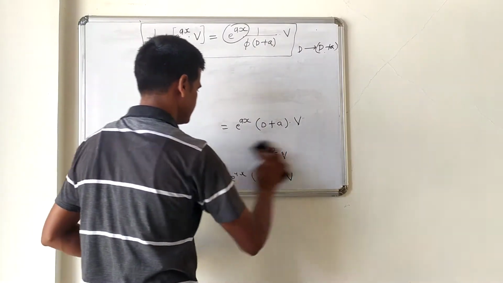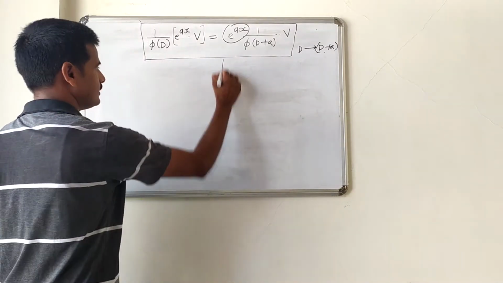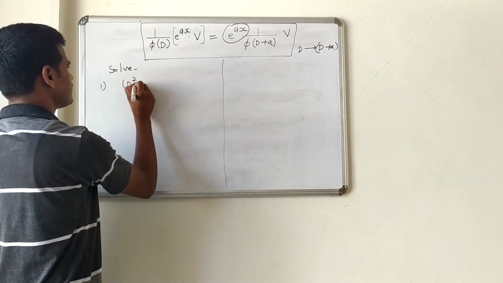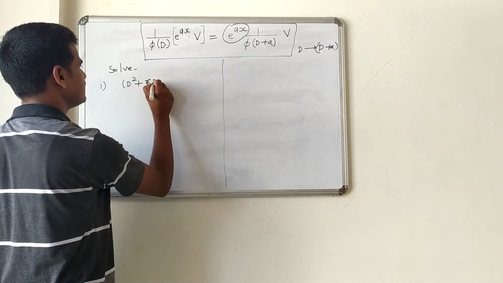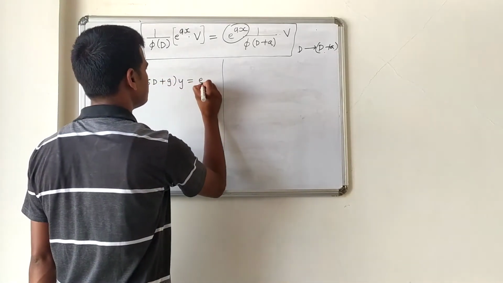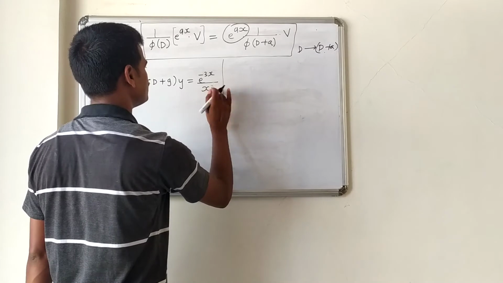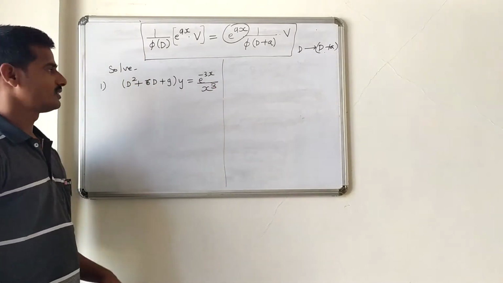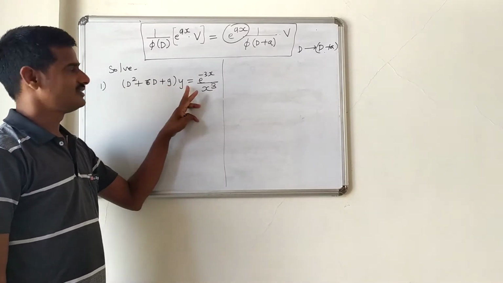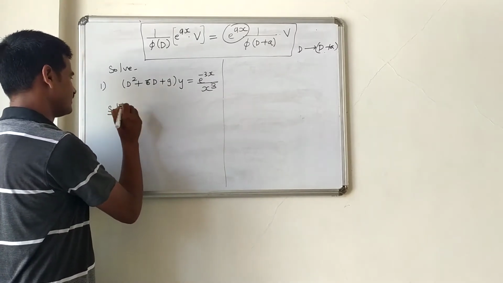Now we will use this technique to solve one example. Solve this differential equation: (D square plus 6D plus 9) into y is equal to e to the power minus 3x upon x cube. So let us find the solution of this differential equation.